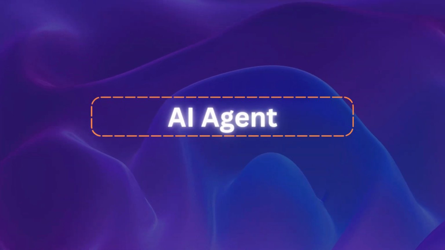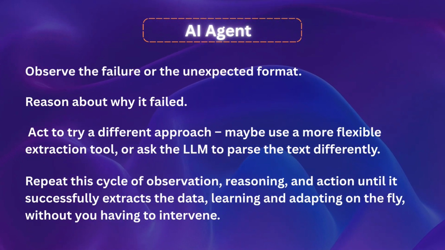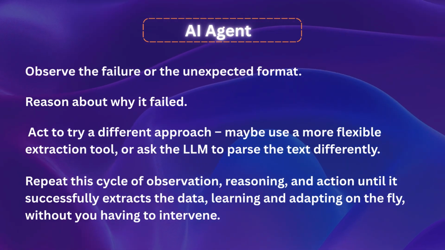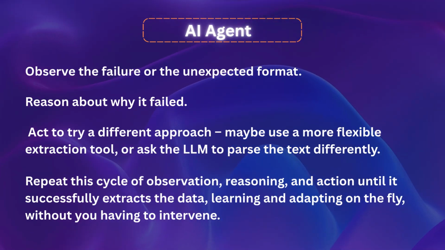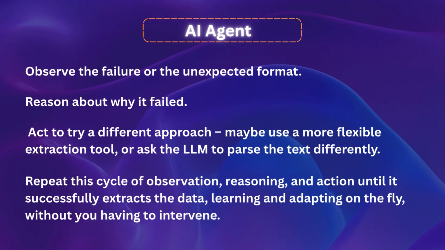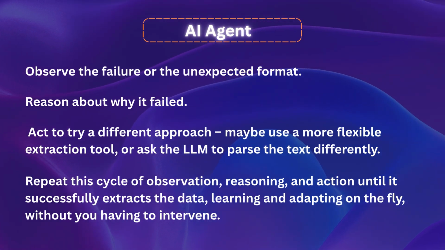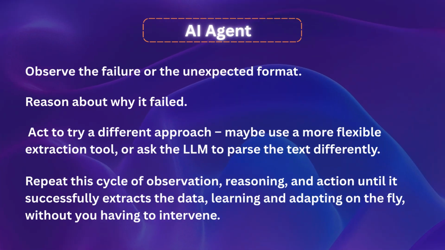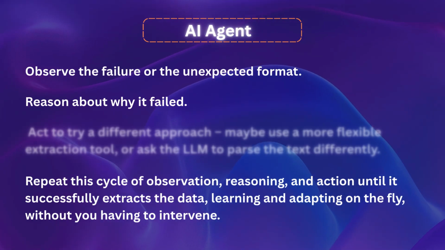The third critical trait of an AI agent is its ability to iterate autonomously. In our order example, if an email comes in with an unusual format instead of failing like a workflow, the agent might 1. Observe the failure or the unexpected format. 2. Reason about why it failed. 3. Act to try a different approach. Maybe use a more flexible extraction tool or ask the LLM to parse the text differently. 4. Repeat this cycle of observation, reasoning, and action until it successfully extracts the data, learning and adapting on the fly without you having to intervene. The AI agent isn't just following instructions, it's problem-solving to achieve the goal you set.